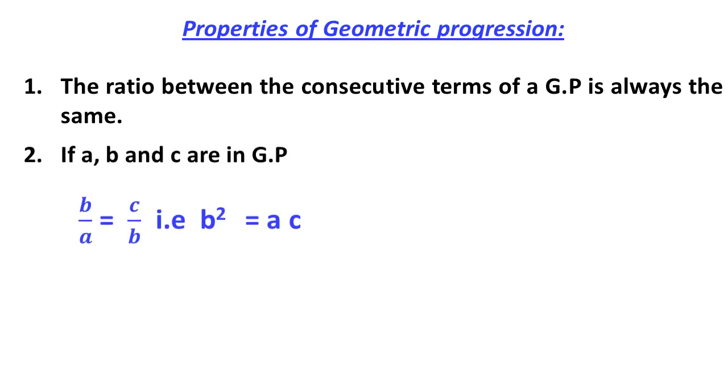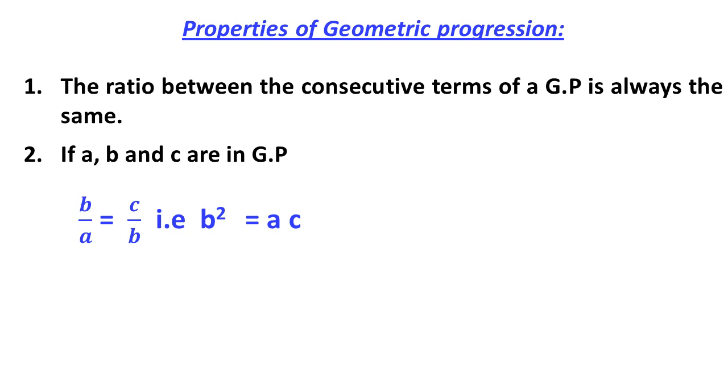And the second property is, if A, B and C are in GP, these are the terms of GP, then we can say that B by A, that is T2 by T1, is equal to C by B, that is T3 by T2. So this equality can be represented as B square is equal to AC. So in general, if any three terms are in GP, then the square of the middle term will be equal to the product of the first and last term. And it can be vice versa also.